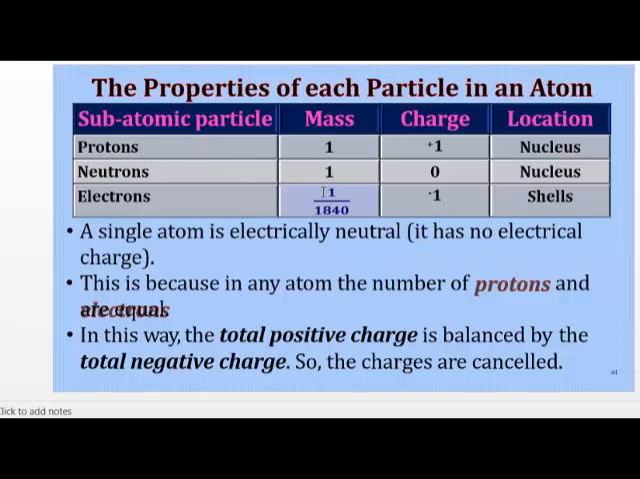That's why we do not consider the mass of electron when we are calculating the mass of an atom. So the single atom is electrically neutral. As I said, it has no electrical charge because we have positive and negative. When you add them, we get what? We get neutral, we get 0.